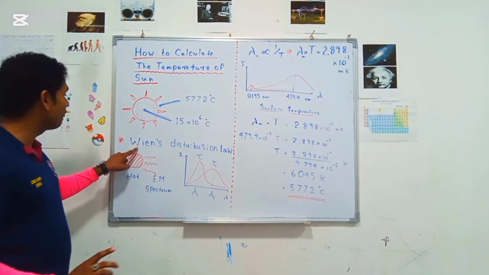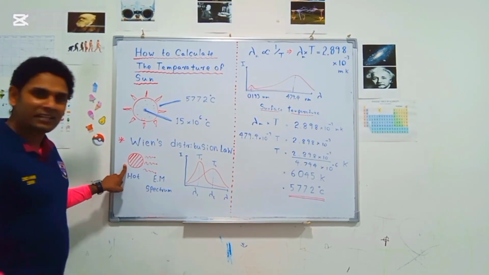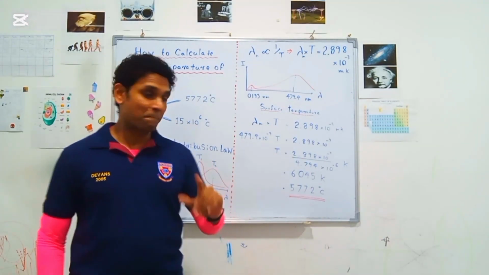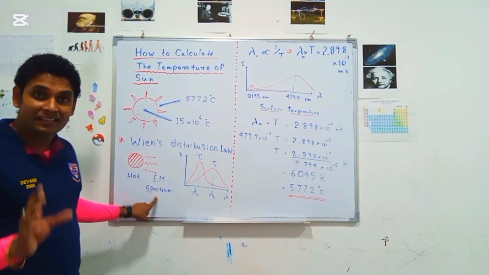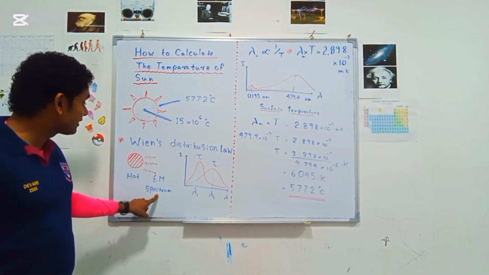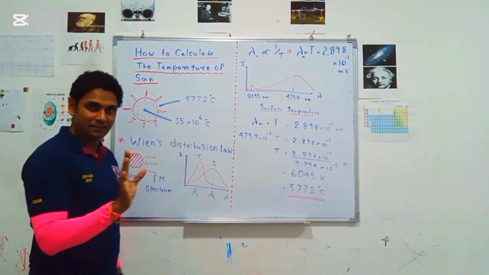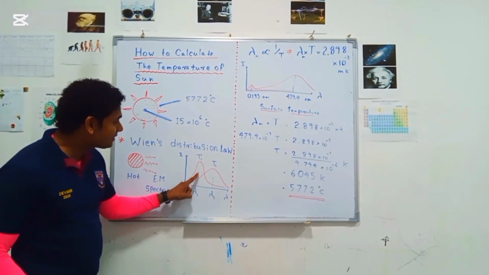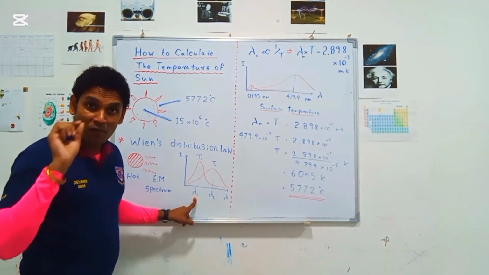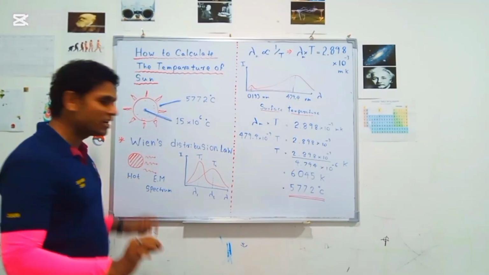What we are using here is called Wien's distribution law. In Wien's distribution law, what it says is any hot object emits radiation, a spectrum of radiation, not just a single radiation. That spectrum consists of electromagnetic rays like light, infrared, or UV, or gamma, or whatever. Anyway, the spectrum will consist of EM waves, electromagnetic waves. And one more thing, Wien's distribution law says that the wavelength of the radiation which shows the highest intensity in the spectrum is significant for that particular temperature.